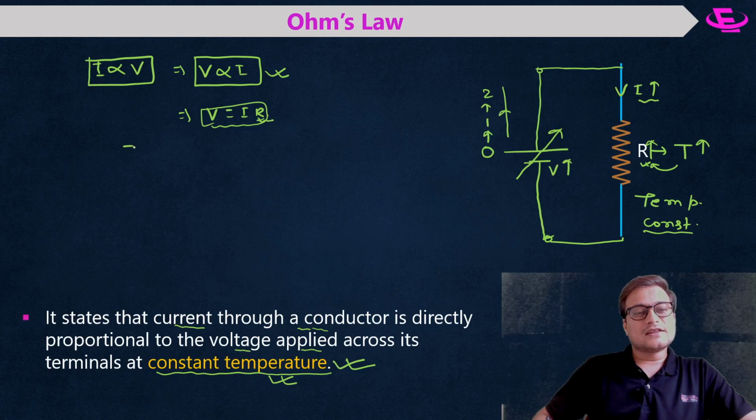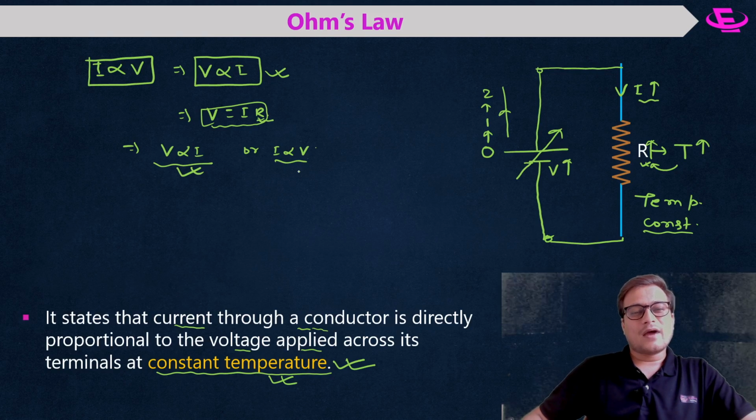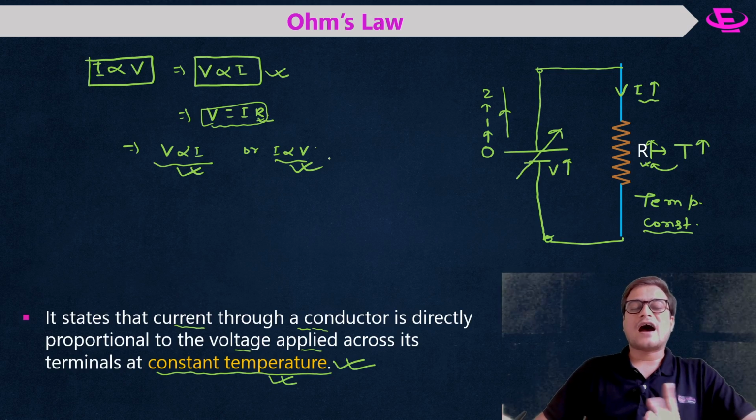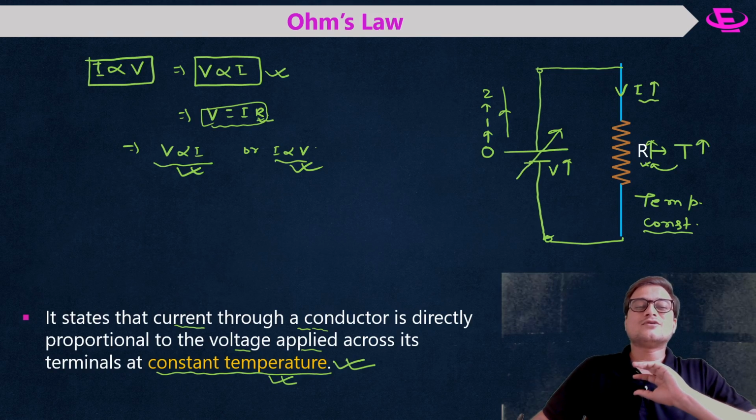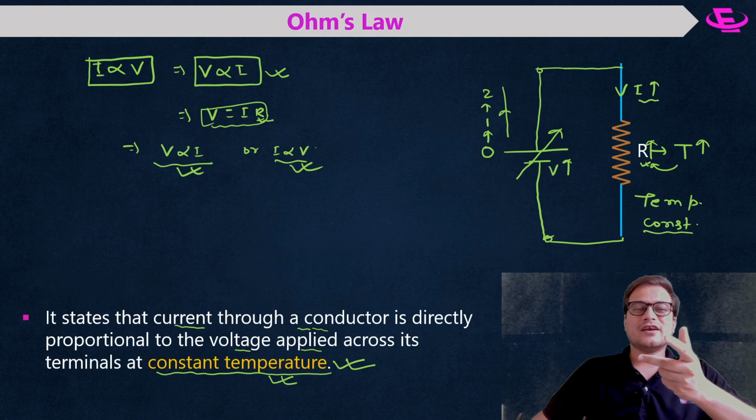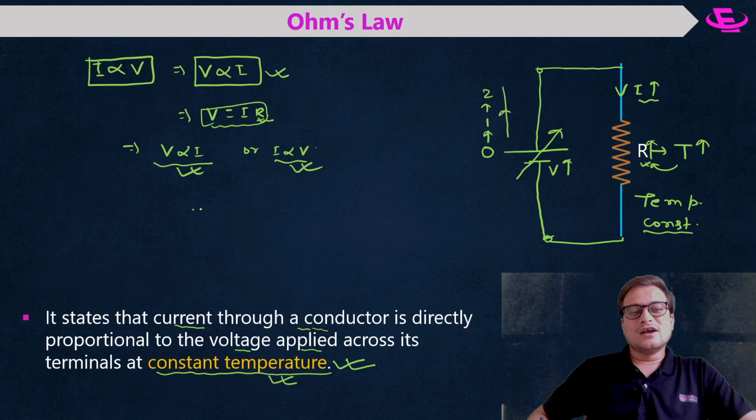Next, another thing they ask is whether V is proportional to I or I is proportional to V. Which one is correct? So what you have to tell? You have to tell, sir or ma'am, both are correct. I is proportional to V, V is proportional to I. Again, they'll ask you the difference between these two proportionality terms. So I am telling you the difference.